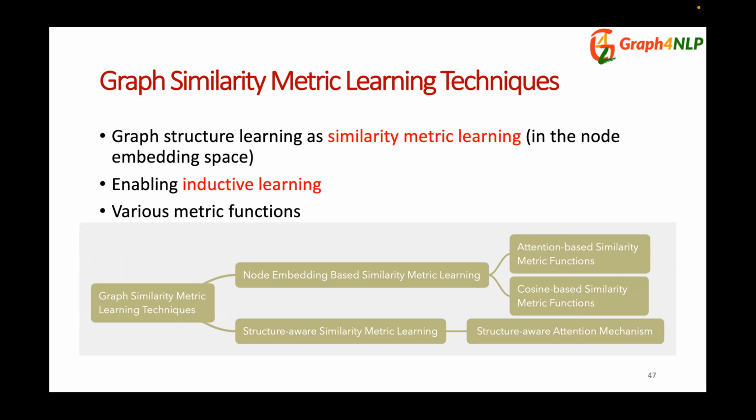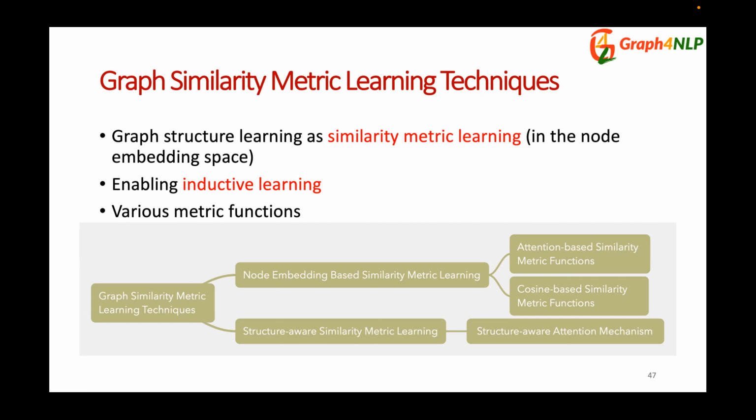It can enable inductive learning because once the similarity metric learning is finished, one can apply it to unseen nodes to learn a graph. This is very important for many NLP applications because we want to learn a new graph for each new text example during the inference phase. Various metric functions have been proposed by previous works for graph similarity metric learning. We group those metrics into two categories. One is node embedding based similarity metric learning, and the other is what we call structure-aware similarity metric learning.